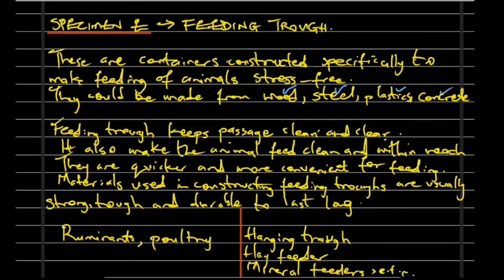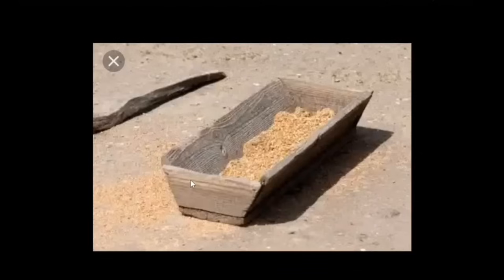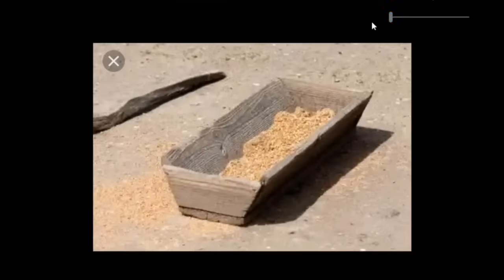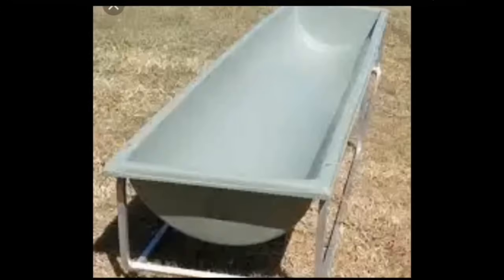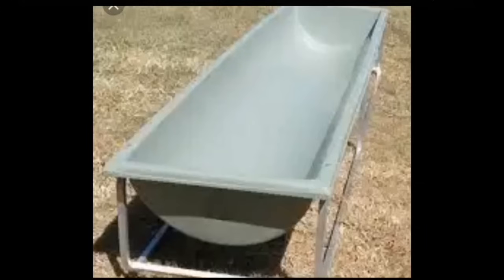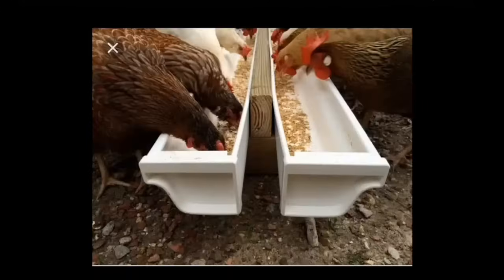So let's see some examples. This is an example of a wooden feeding trough. You can see it is wooden in nature. So this is another example. This one is made of plastic and metal. This is another example. You can see this one is used in the poultry, while this one here is used by the ruminants. You understand that?